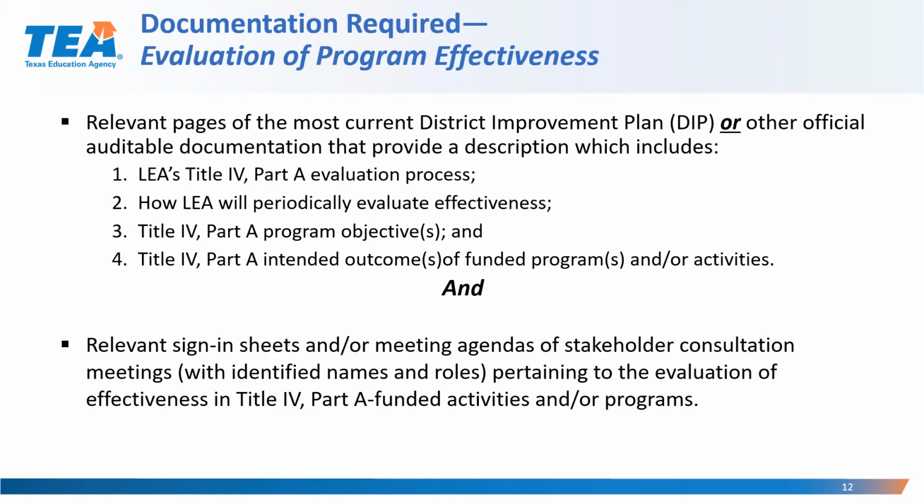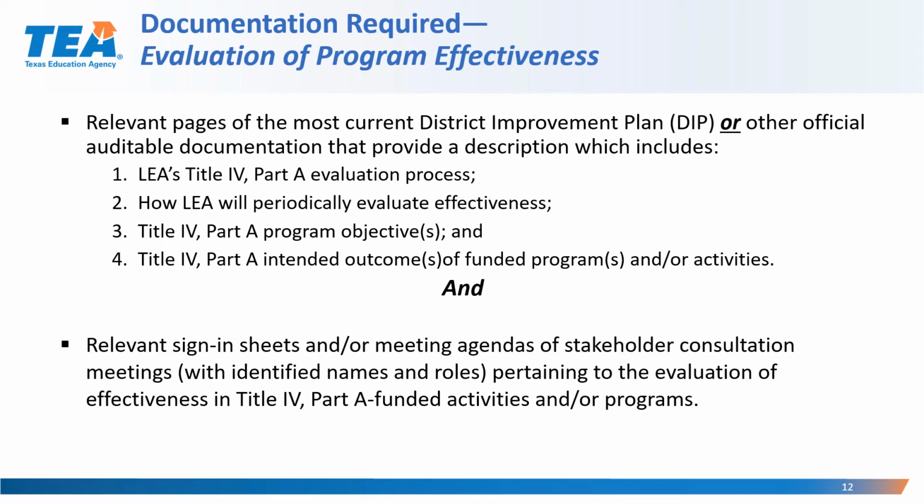Please include the most recent description of the process to evaluate effectiveness of Title IV Part A funded activities aligned to the program objectives and intended outcomes with the selected documentation and completed submission packet to demonstrate compliance with the program requirement described below. Relevant pages of the most current District Improvement Plan or other official auditable documentation that provides a description, including the LEA's Title IV Part A evaluation process, how the LEA will periodically evaluate the effectiveness, Title IV Part A program objectives, and Title IV Part A intended outcomes of funding programs and activities.